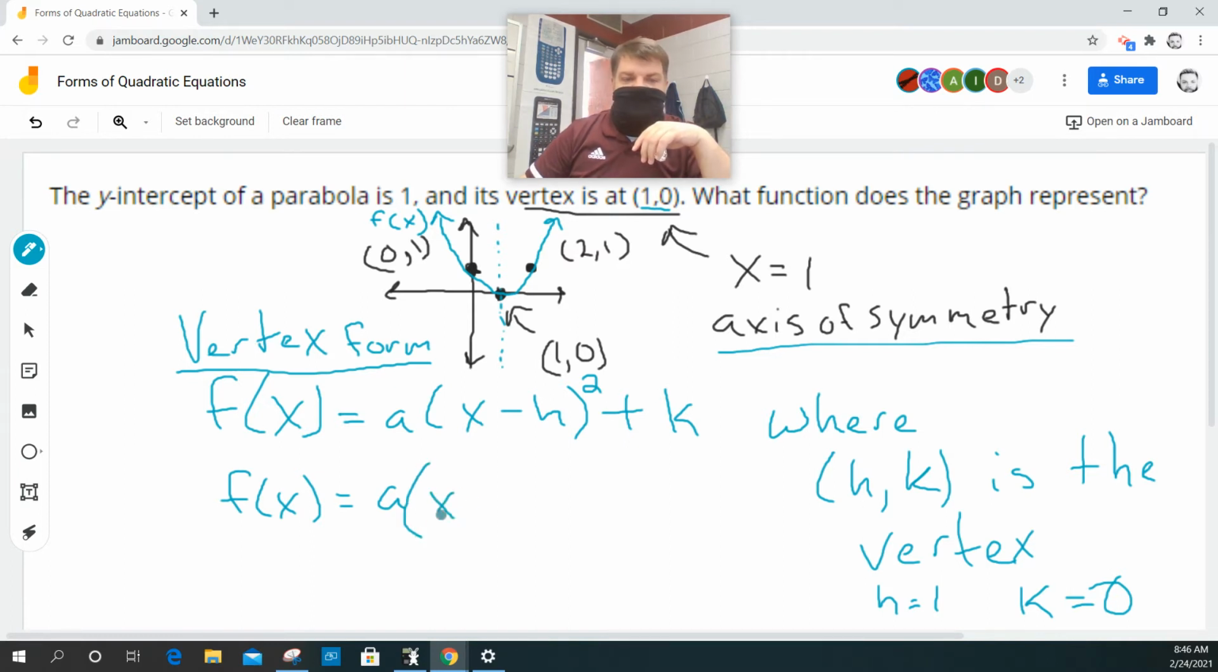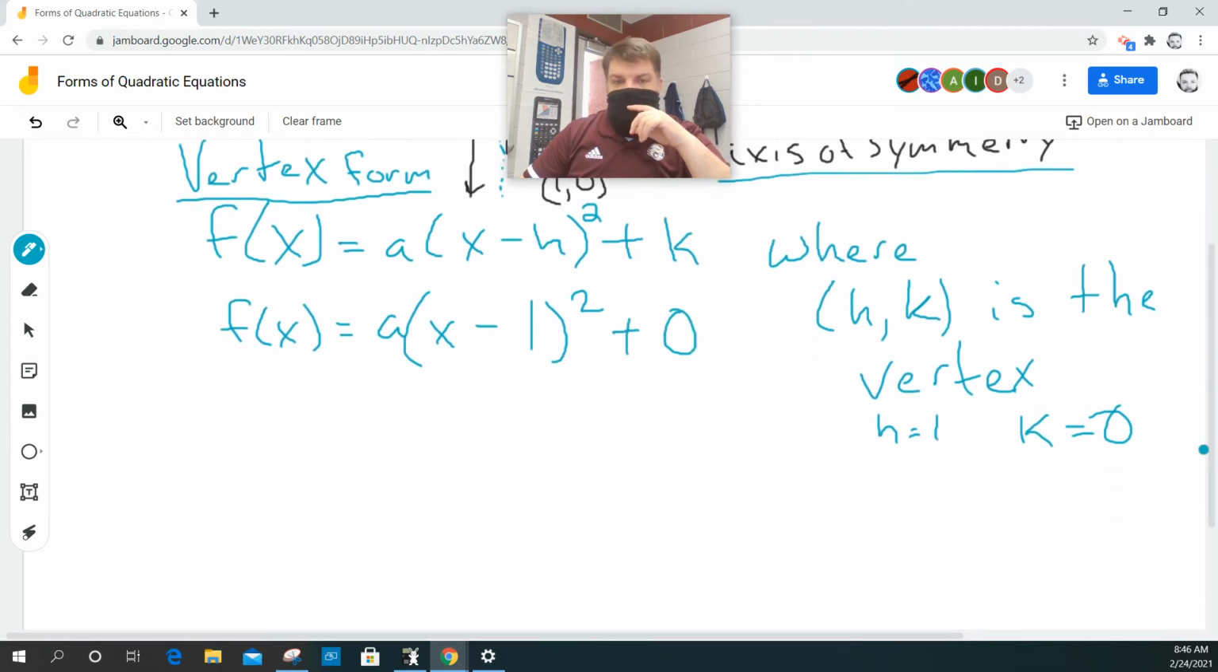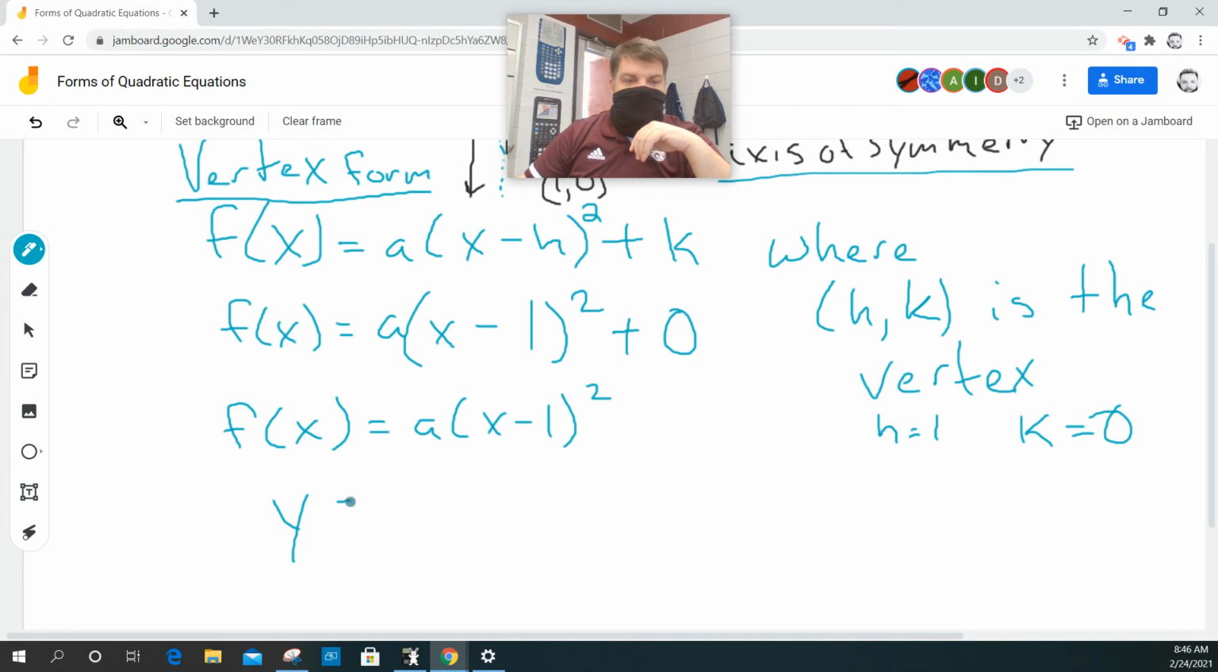So then x minus, what's the value of h? 1, squared, plus k, which is 0. All right, so now I can simplify that and say f of x is equal to a times the quantity x minus 1, squared. I don't need to write down plus 0 again. I don't know what a is. But I could think of f of x. Remember, f of x is a fancy way to say y.